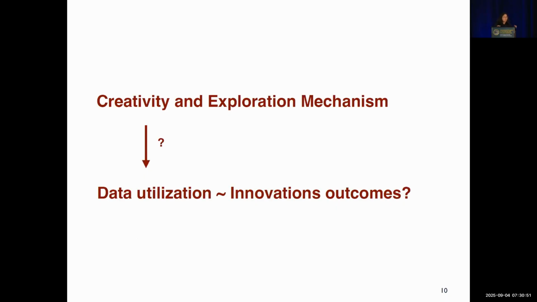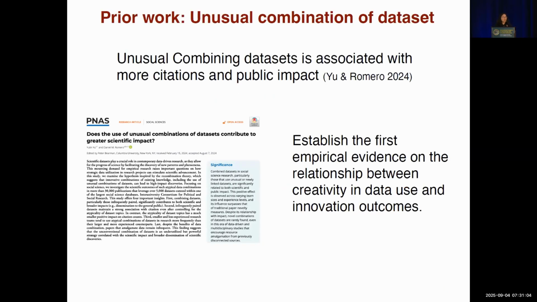So I want to ask a question. If we find some creative or exploration mechanism in the process of data utilization and innovation outcome, can we simulate this process? One of my prior works looked at one creative mechanism called recombination, where we use data which is not usually used together. We call them unusual combinations of datasets. And this type of unusual combination is associated with more citations and public impact. We established the first empirical relationship between creative use of data and innovation outcome.